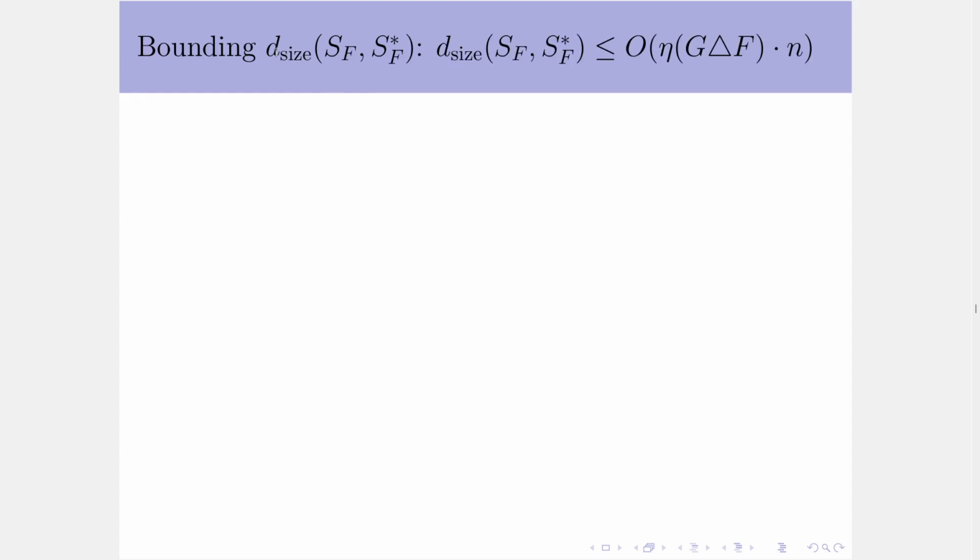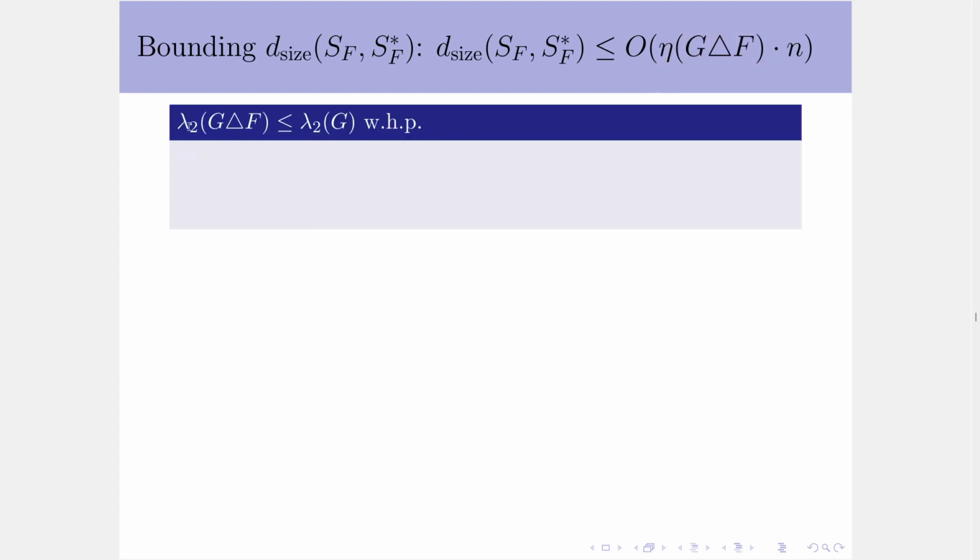Now let's think about the second term, which is S_F and S_F star. By the previous slide, we know that this discrepancy is bounded above by eta of z delta f times n. So it suffices to show that eta of z delta f is bounded above by some constant times eta z. So we'll show this in three parts. First, we will bound the lambda 2. So note that lambda 2 of the symmetric difference is less than or equal to lambda 2 of G union F.